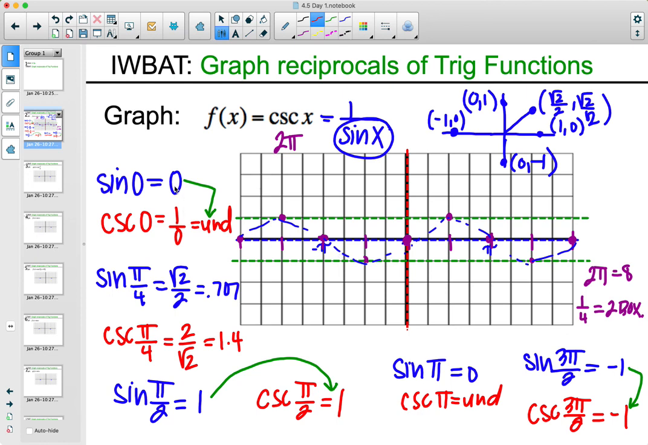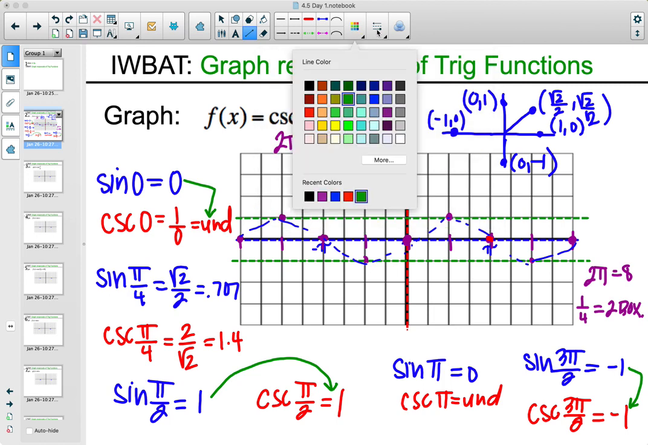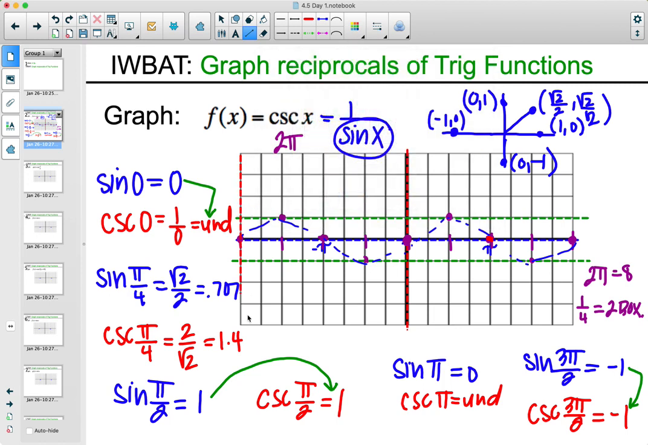So remember, when sine is 0, cosecant is undefined. There's an asymptote there. So every time sine is 0, cosecant has an asymptote. Okay, so drawing those asymptotes, I should probably just use the segment drawer because this is not going well. Okay, let's do the segment drawer. So you've got asymptotes everywhere that sine is 0.